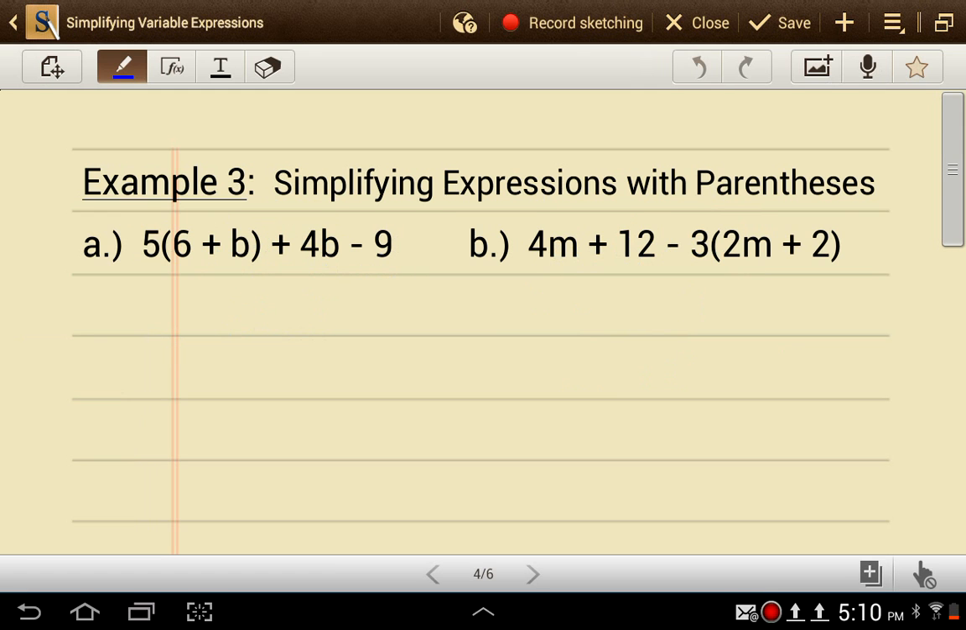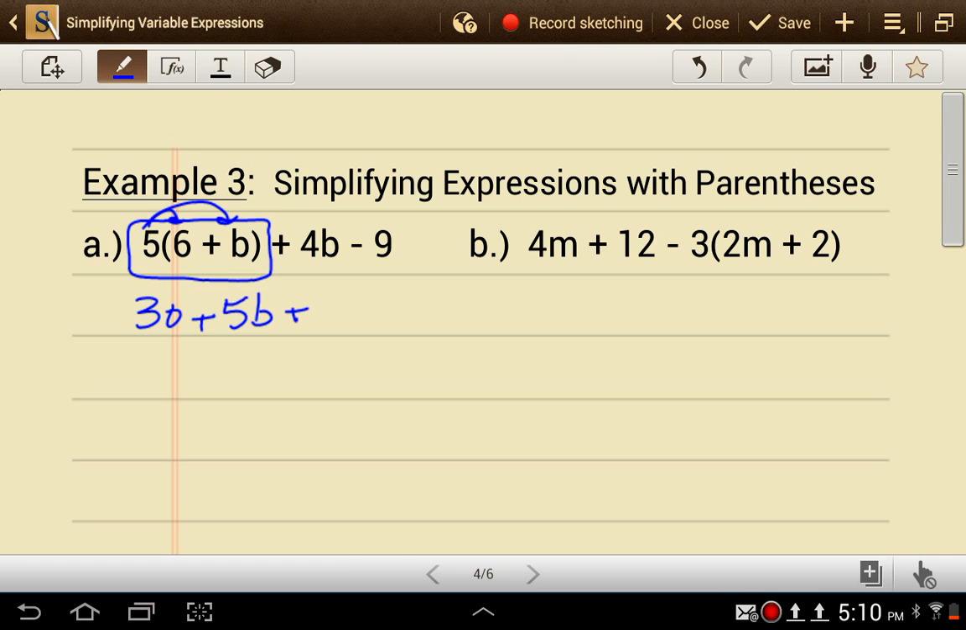In our next example, we're going to do the same thing, except I'm adding the distributive property. So you have to identify the distributive property. And in example A, that's this 5 times the quantity of 6 plus b. That's our distributive property. Anytime the distributive property is involved, you must do that first. So I'm going to do 5 times 6 and 5 times b. 5 times 6 is 30, plus 5 times b is 5b.